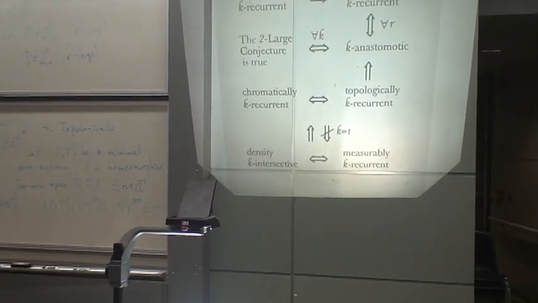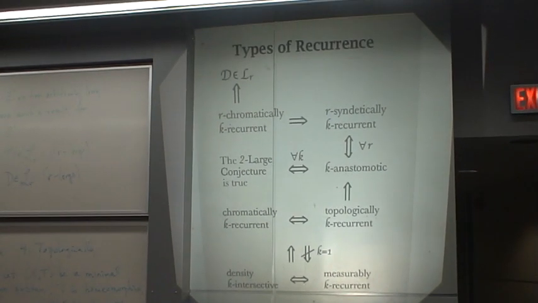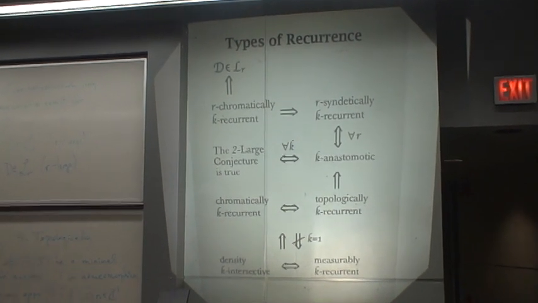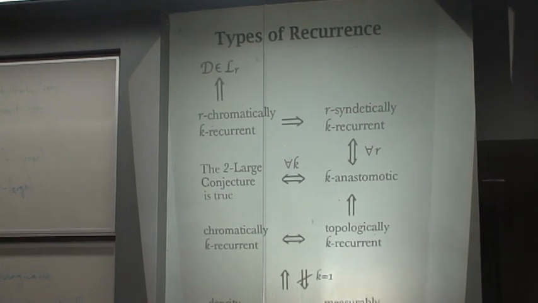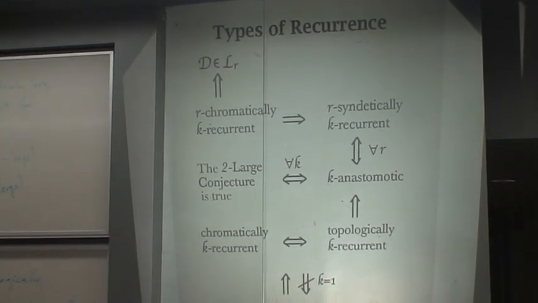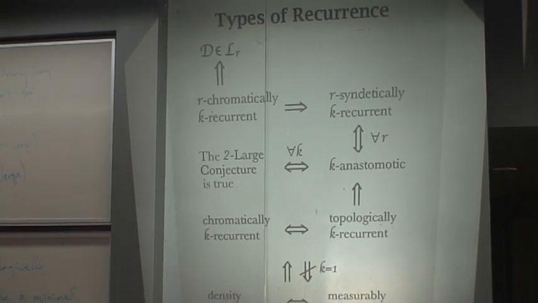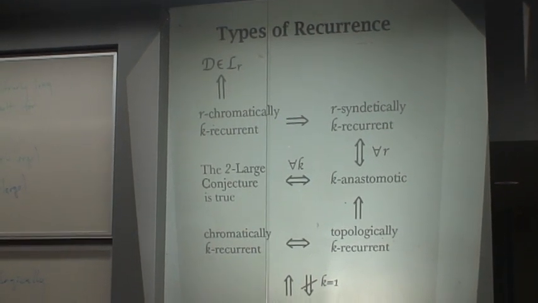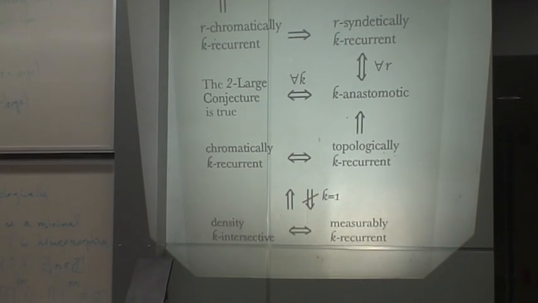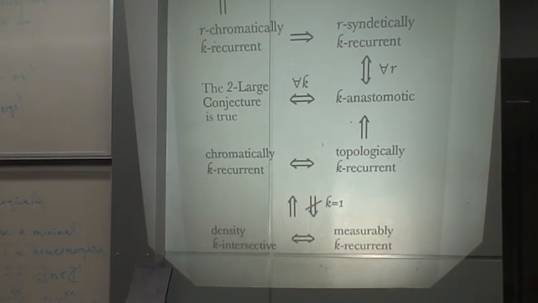There's types of recurrence. So you can see how things are related. In particular, topology doesn't imply measurable. It's a difficult one. Syndetic is every syndetic set. Syndetic means that there's a finite distance between any two consecutive elements. So there's groups, kind of. If every syndetic set admits a DAP, the two large conjectures are true.